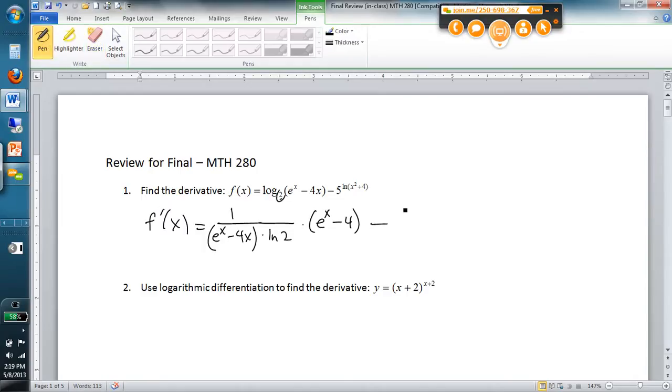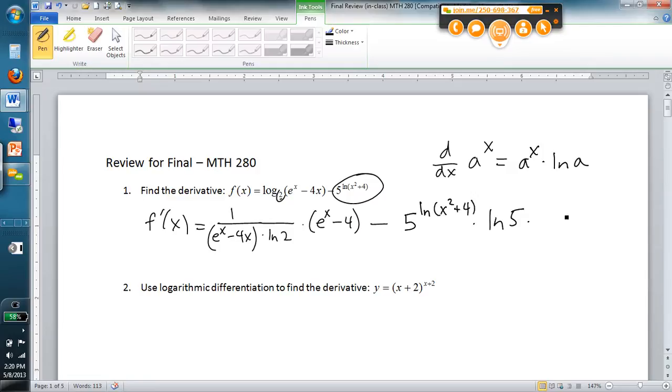Second part is minus, all right, so this exponential, remember if you have an exponential, maybe I should write that, the derivative of a base a, you know, if it was e to the x, it'd just be e to the x, right, derivative. But a to the x is a to the x times ln of a, yeah. Now this has the other part to it, chain rule. So I've got 5 to the ln of x squared plus 4 times the ln of 5. But what's the other part? Derivative of the inside?